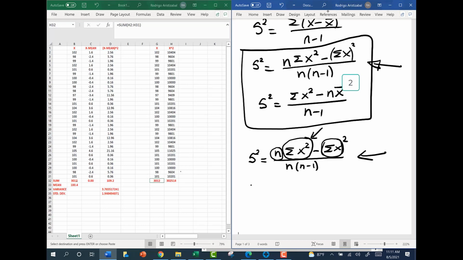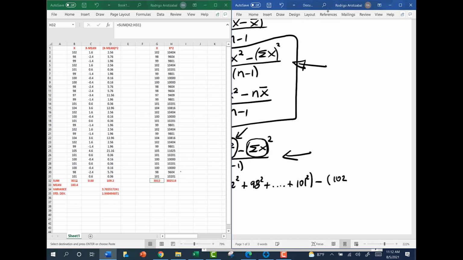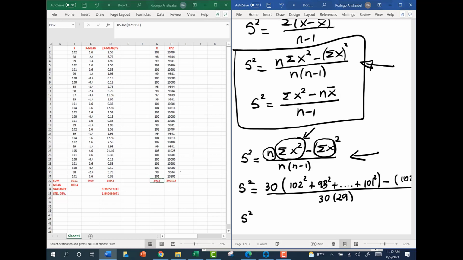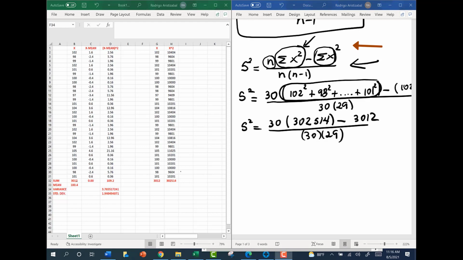To show your work, you need to expand this formula in this way. You have 30 observations, which multiply the sum of all x squared. For the x squared values, you can write it in this way: 102 raised to the second power, 98 raised to the second power. You don't have to copy all of them, only the first two and the last two, 101 raised to the second power, minus. Then here you need to copy the same numbers but not raised to the second power, 102 plus 98, and the last one is 101. That is the sum of all values, divided by 30 times 29. Then we can obtain this result. Then we substitute the sum of all squares for this value, and in our formula we have 30 times 302,514 minus the sum of all x, which is 3012, divided by 30 times 29. Be careful, the sum of all x must be raised to the second power.